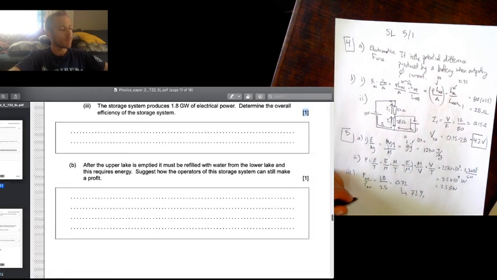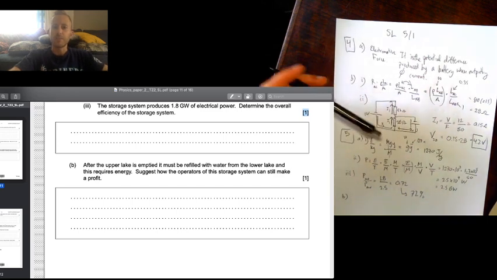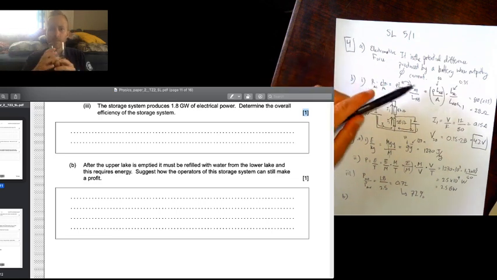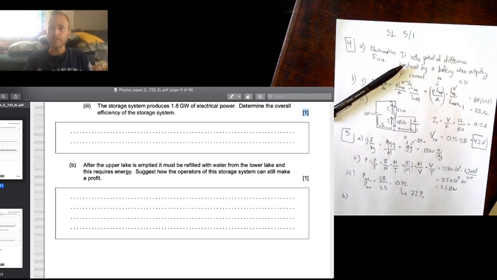Okay, we've got one more part. After the upper lake is emptied, it must be refilled with water from the lower lake, and this requires energy. Suggest how the operators of this storage system can still make a profit.